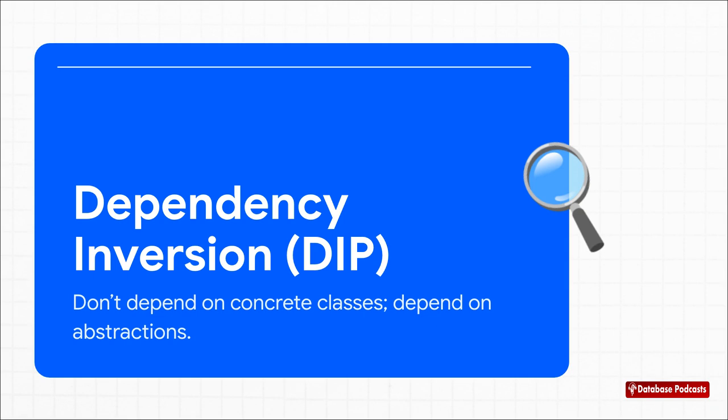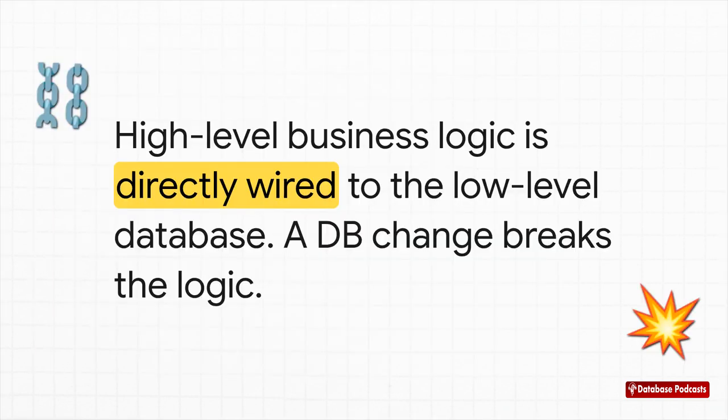Instead of your important high-level code depending on the nitty-gritty details, both your high-level code and your low-level code should depend on a shared middleman, an abstraction, like an interface. This decouples everything. And this is what that brittle, tightly coupled world looks like. Your core business logic is completely tied up with the database module. They're stuck together. A change in one forces a change in the other. It's inflexible and really risky.